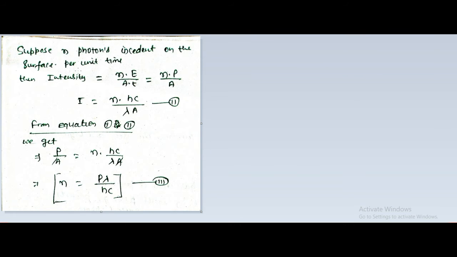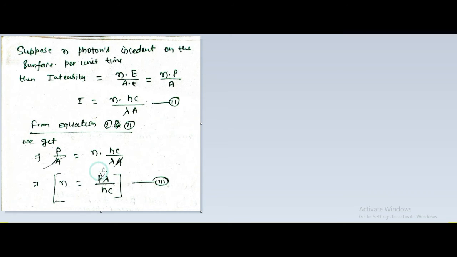Suppose there are n photons incident on a material surface, so intensity becomes n times, n multiplied by E by AT. E by t is equal to power. In this way, energy can be written as hc by lambda, so intensity is n hc by lambda into A. This will be equation number 2. From equation 1 and 2 we get P by A equal to n hc by lambda A. Here A and A cancel out. So we can write n is equal to P into lambda, cross multiplied, divided by hc.